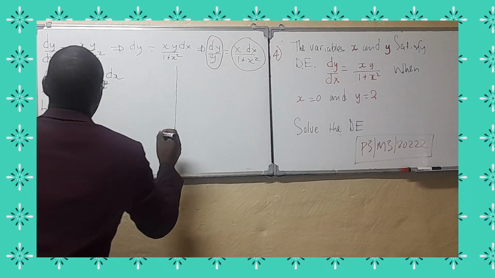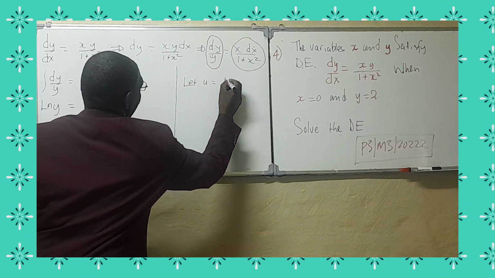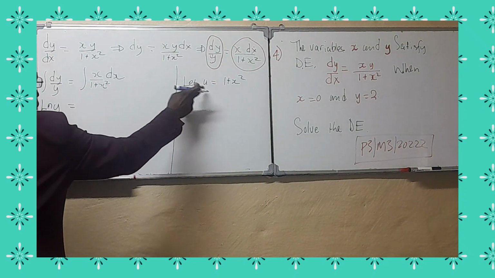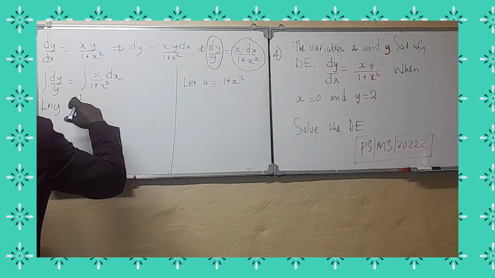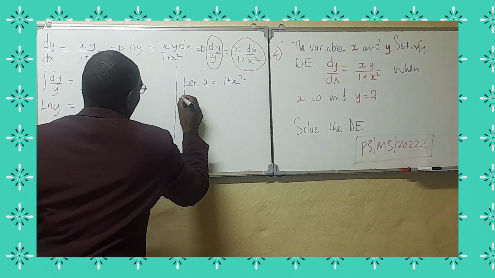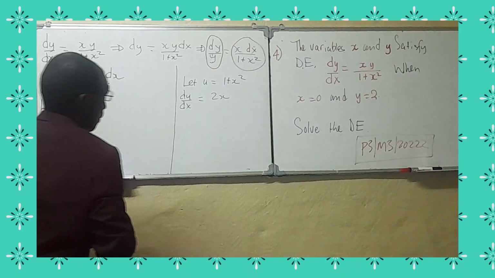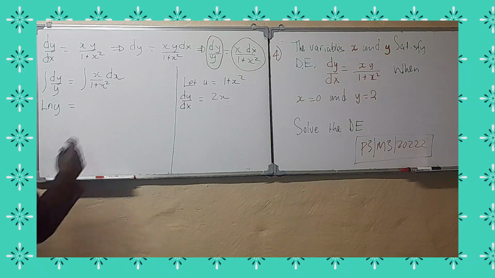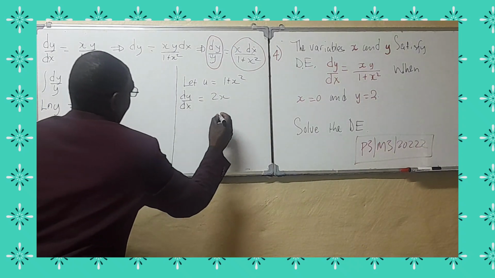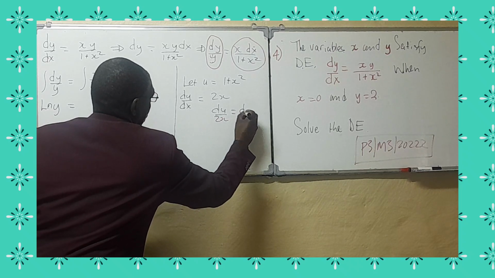So I will say, let us suppose u is equal to 1 plus x squared. The aim here is to change the variable to u so that I'm going to integrate with respect to u. So if u is equal to this, what is du/dx? du/dx is equal to 2x, obviously. So now, if du/dx is equal to 2x, what is dx? Take dx to this side and 2x to this side. We are left with du divided by 2x is equal to dx.